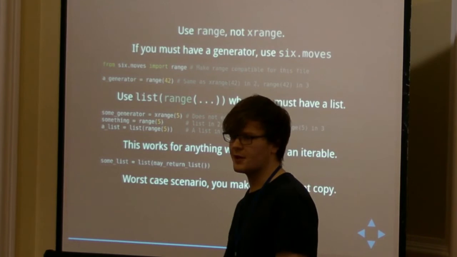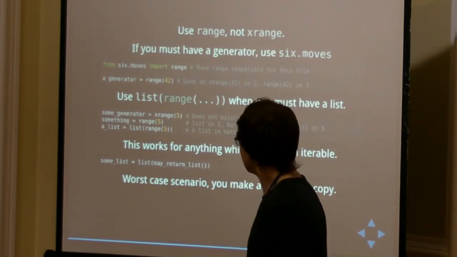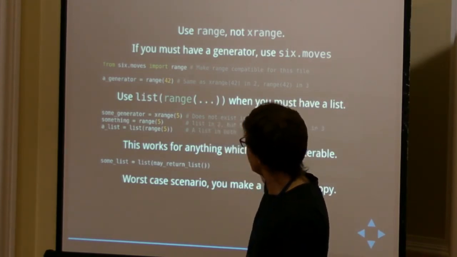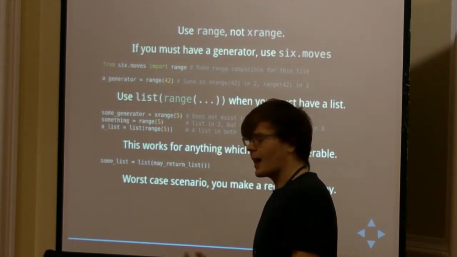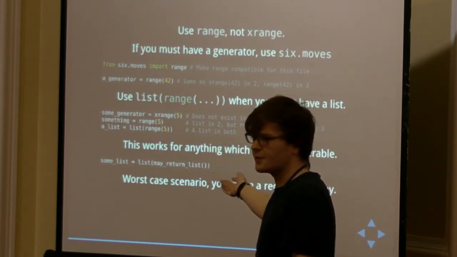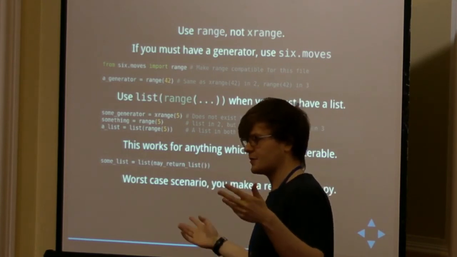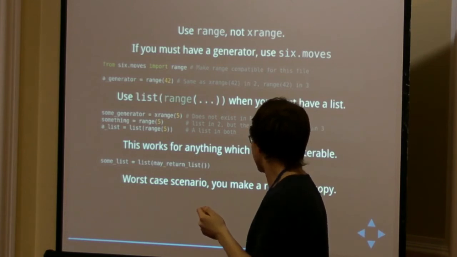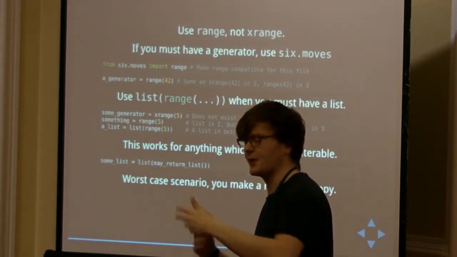xrange is gone in Python 3. range basically does what xrange used to do. So if you want to use range, just use range or use xrange. If you import range from six.moves, you'll get basically the Python 3 version, which is xrange in 2. And if you absolutely must have a list, just wrap it in a list constructor. You will get a list out of it. You can do this for anything that returns any iterable that may or may not be a list. You just wrap it in a list constructor, and you'll make a list or an exception. But worst case scenario, you make a redundant copy, and that's the performance problem.